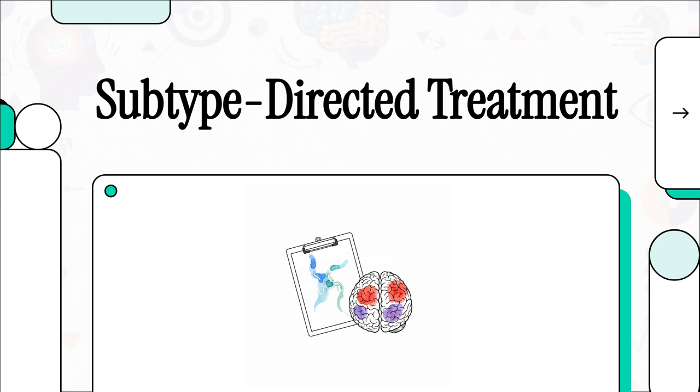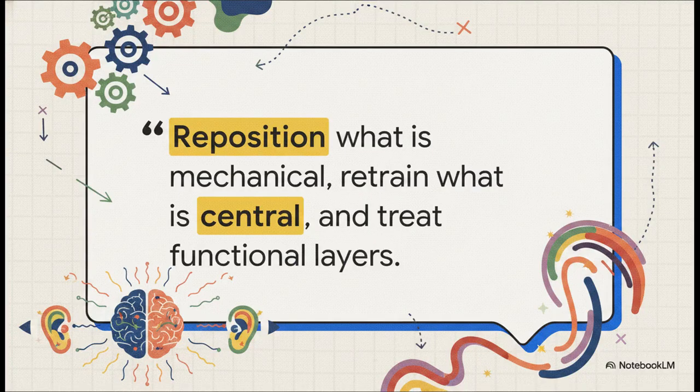Because these presentations are just so incredibly complex, getting a patient back to their baseline almost always takes a really well-coordinated combination of modalities. I want to start with a core principle that really sets the stage for everything we do. Ready? Reposition what is mechanical, retrain what is central, and treat the functional and migrainous layers. Since post-concussion dizziness is highly heterogeneous, we are never going to find some magic silver bullet that cures everyone. We literally have to methodically address every single layer of the injury.